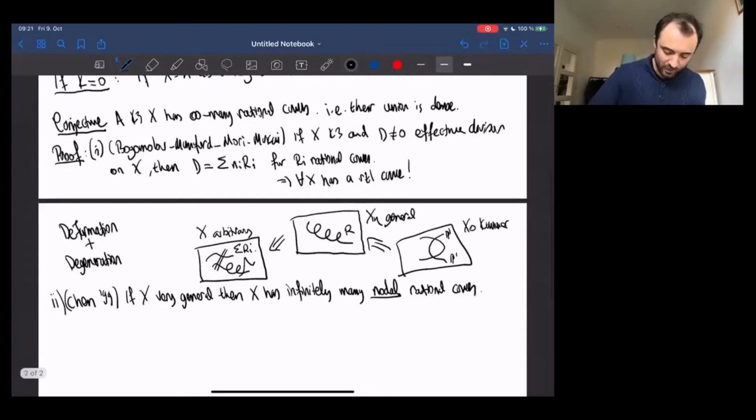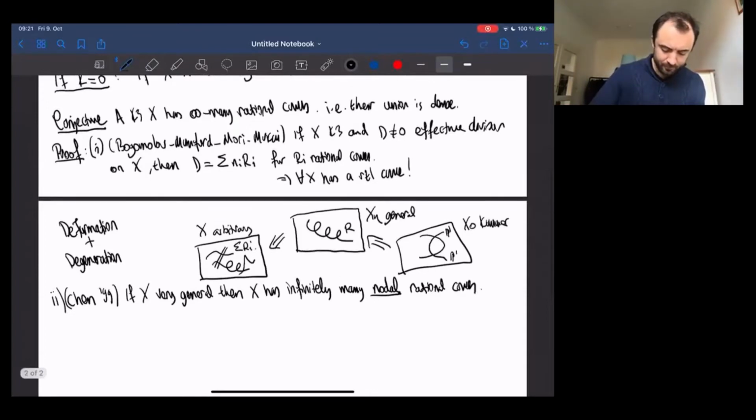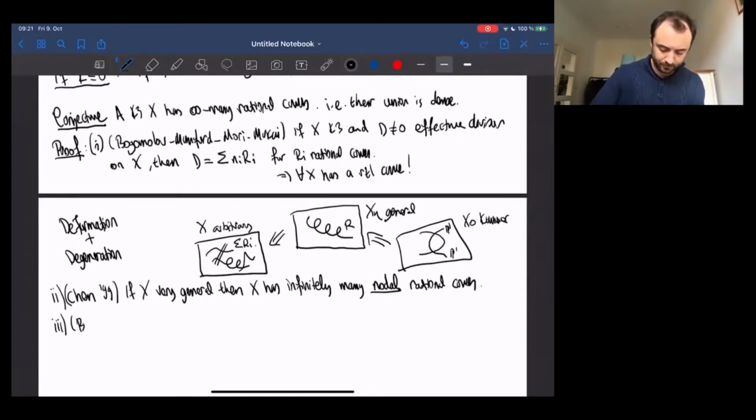Okay, so shortly after this result here, we have a theorem of Bogomolov and Schenkel, which basically says the following.